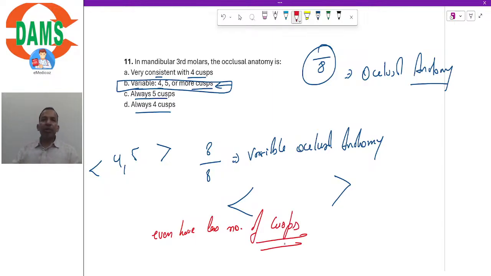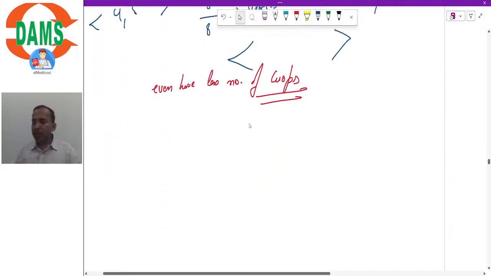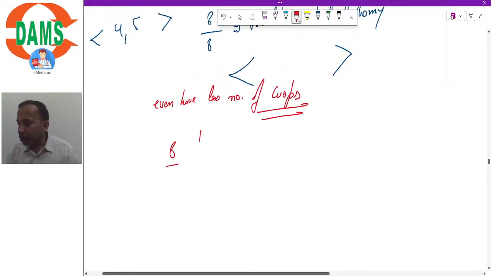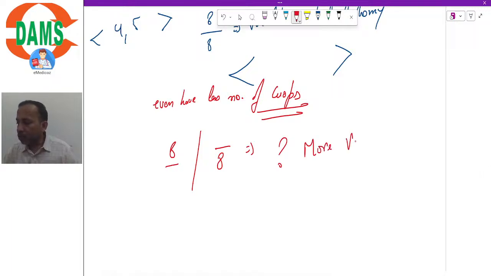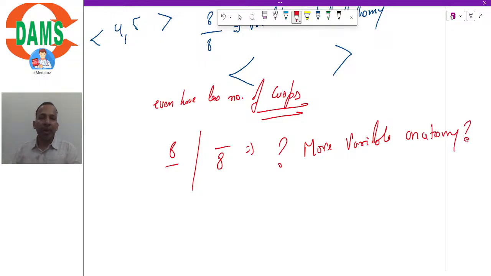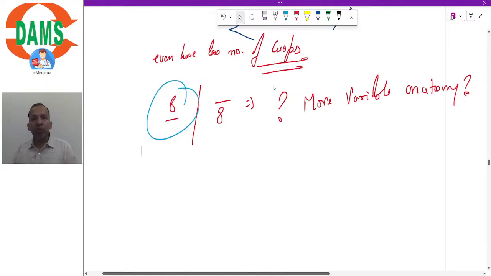So if I asked you which amongst the 2, upper 8 and lower 8, shows a greater variation in the crown anatomy, तो upper 8 और lower 8 में से which will have more variable crown anatomy? Which is the correct answer, upper 8 or lower 8? It is the upper 8, right? Upper 8 is more variable as compared to the lower 8.